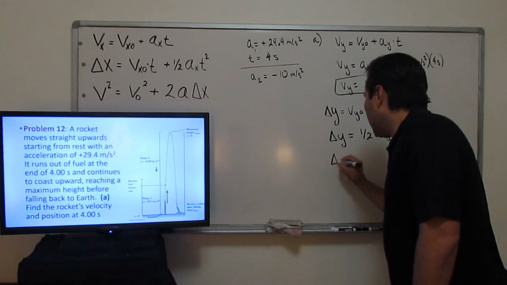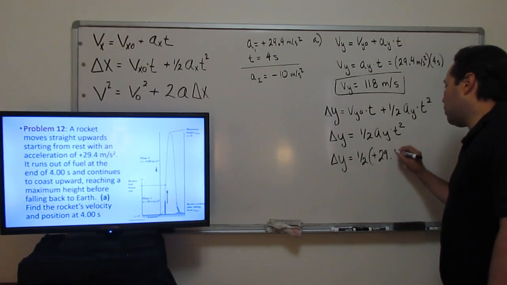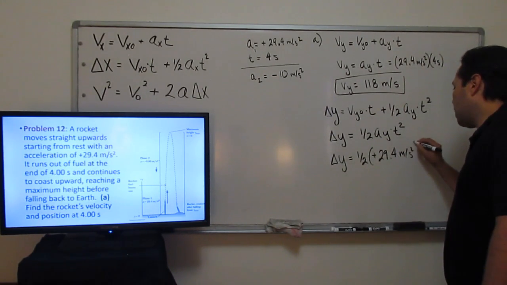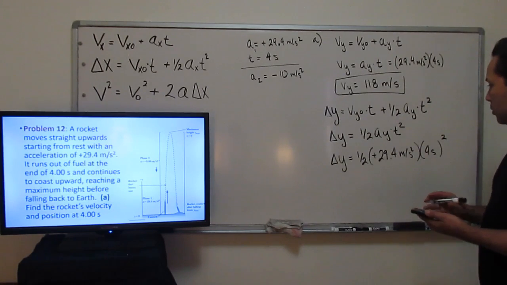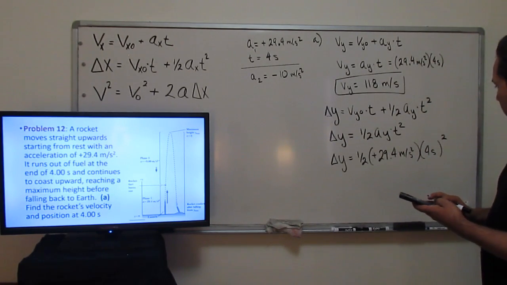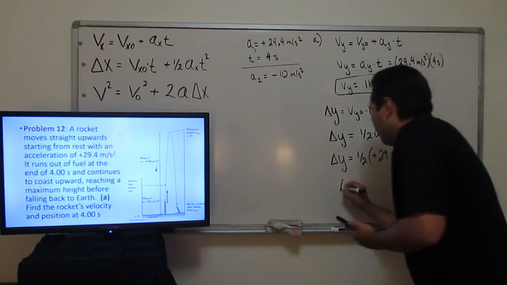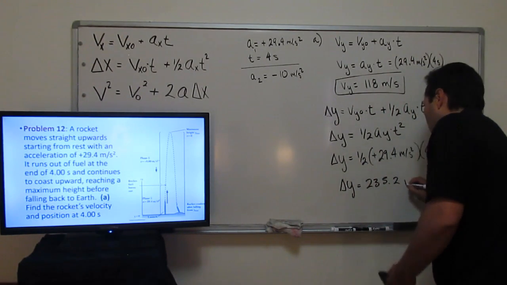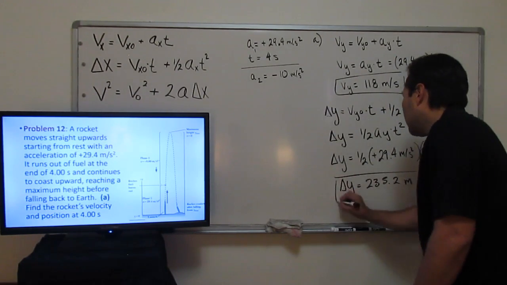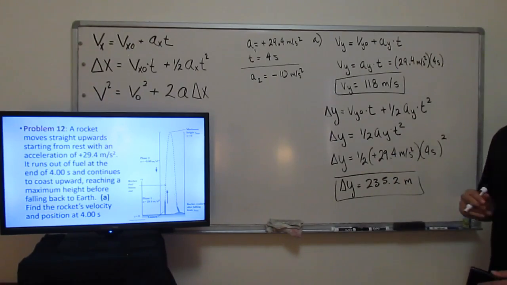Alright, let's plug in the numbers. So it's 1/2 the acceleration, which was 29.4 meters per second squared, multiplied times the time, which is 4 seconds, squared. Alright, so plug it all in. And we go ahead and we get a height of 235.2 meters. So we got the position and the velocity of this rocket. That is part A of this problem.